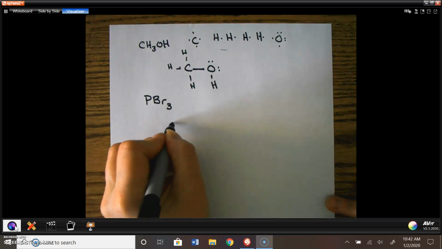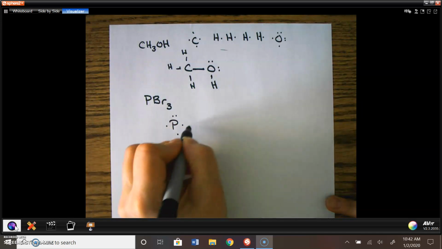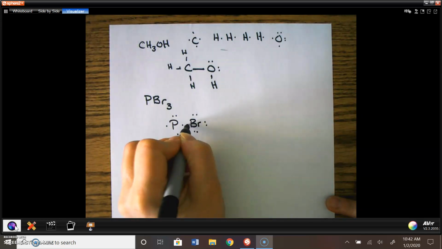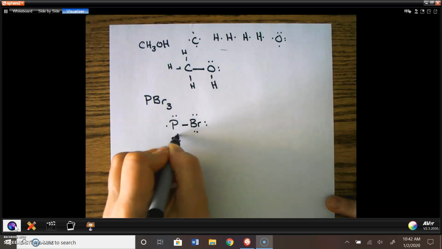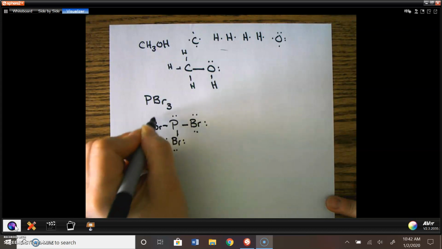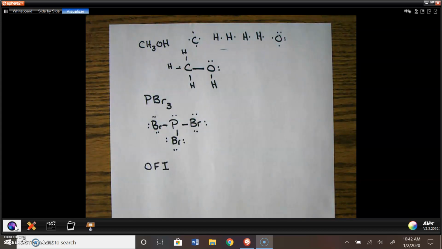PBr3 should be a little bit easier. Phosphorus needs the most bonds. It needs 3, so that's going to be your central atom. The 3 bromines are going to go around the outside. And I'm not doing structural formulas. I figure it's easy enough. All you have to do is remove those dots. So there's the Lewis structures.